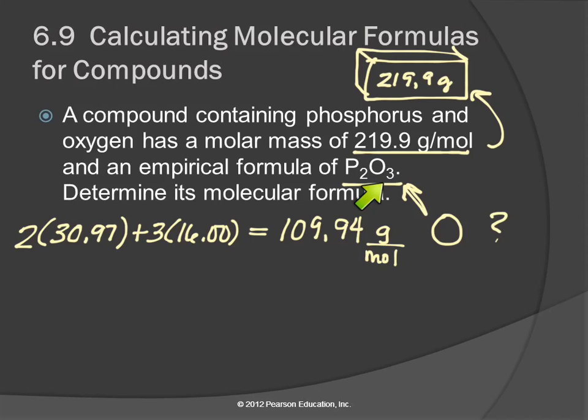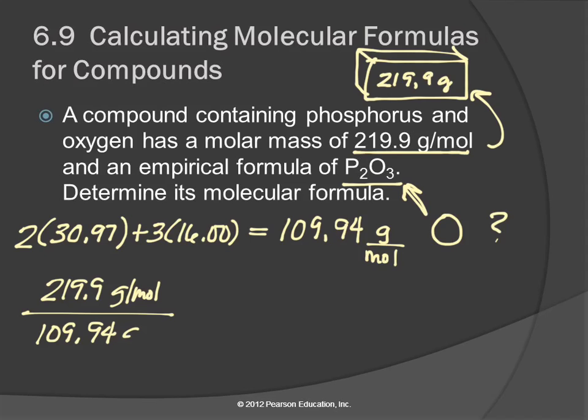And we want to find out how many of them are in the molecular formula. So we take the mass of the molecular formula, 219.9 grams per mole, and we divide by the mass of the empirical formula, 109.94 grams per mole. And we get 2. That tells us there's 2 bowling balls in the box. There are 2 of these in the molecule. P2O3, there's 2 of them in the molecule.